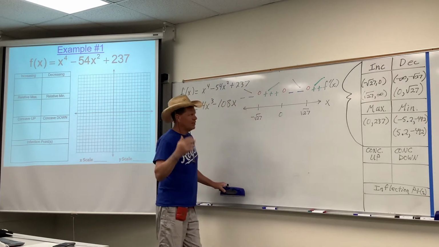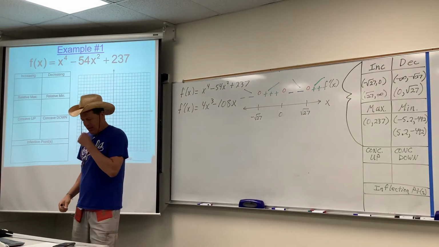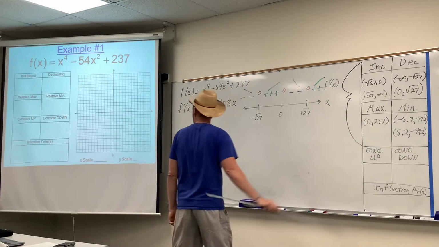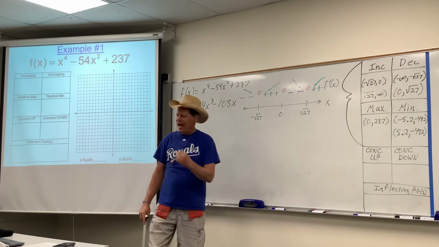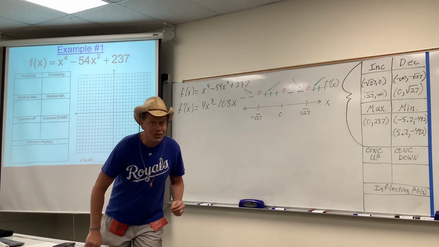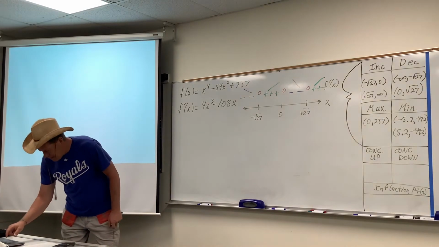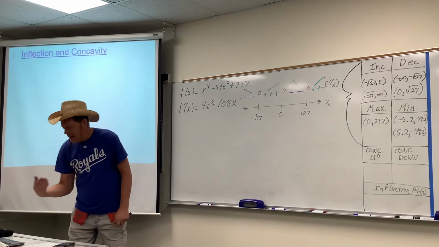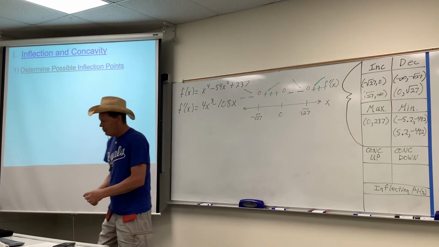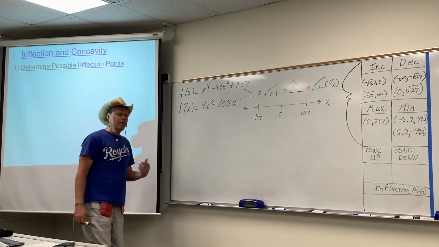Feel free to hit pause anytime. That was all F prime. Okay, what are these concepts? Concavity. Concave up, concave down, inflection points. That's what's new. If you've been napping, wake up! This is new. All right? So here's the deal. The way we analyze concavity is we do the exact same analysis on the second derivative. So in the notes that were sent to you, let's talk about determining what are called possible inflection points.